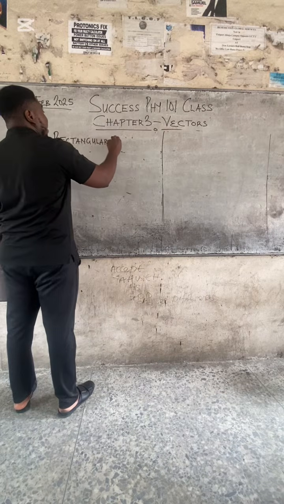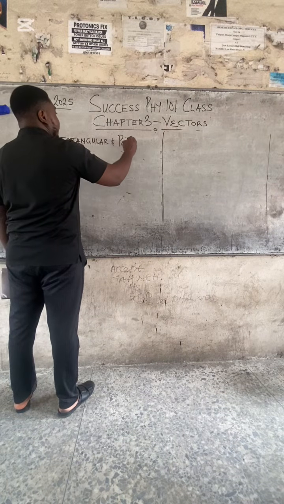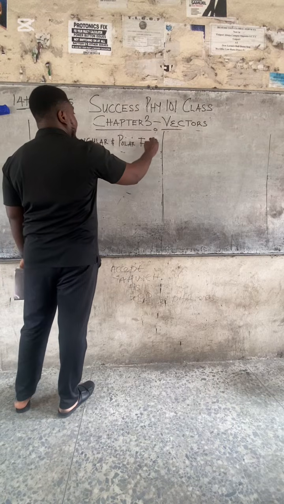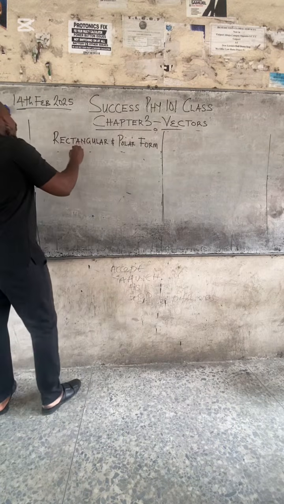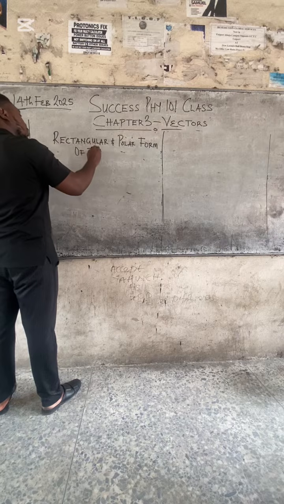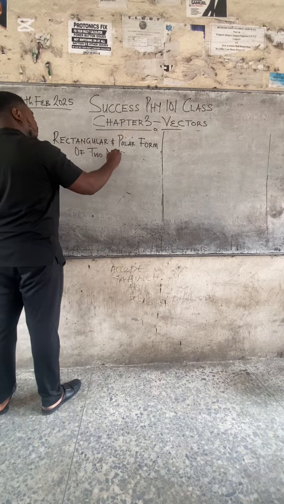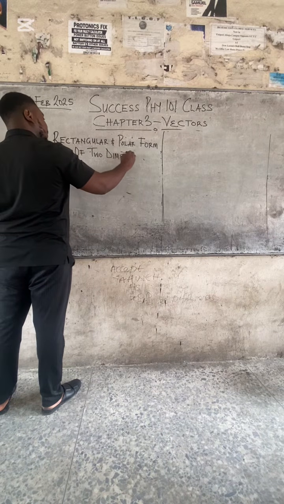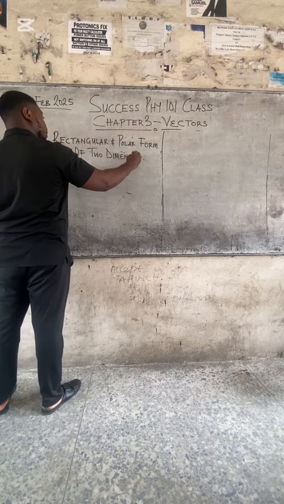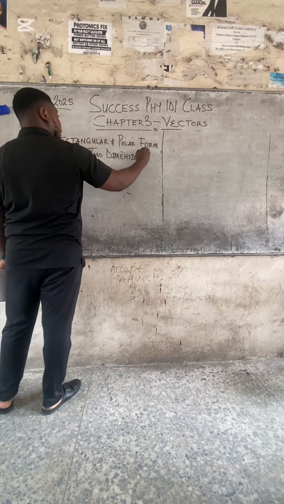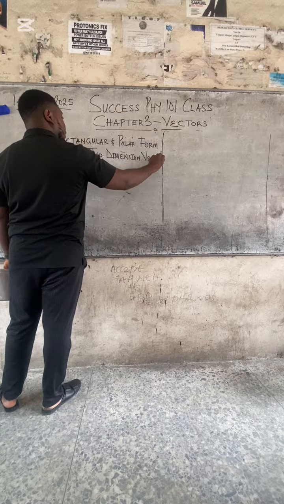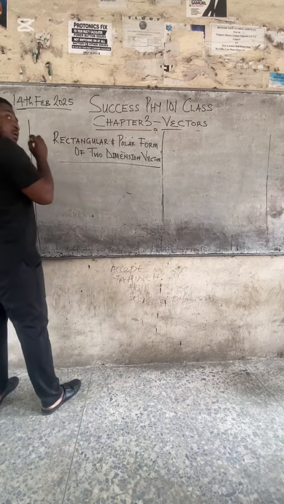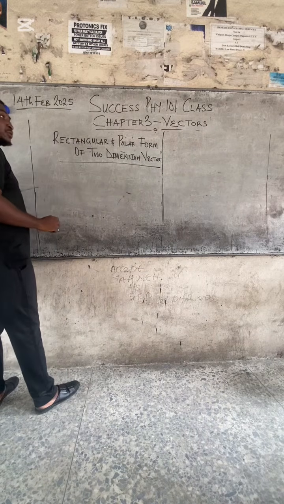Rectangular and polar form of two-dimensional vector.